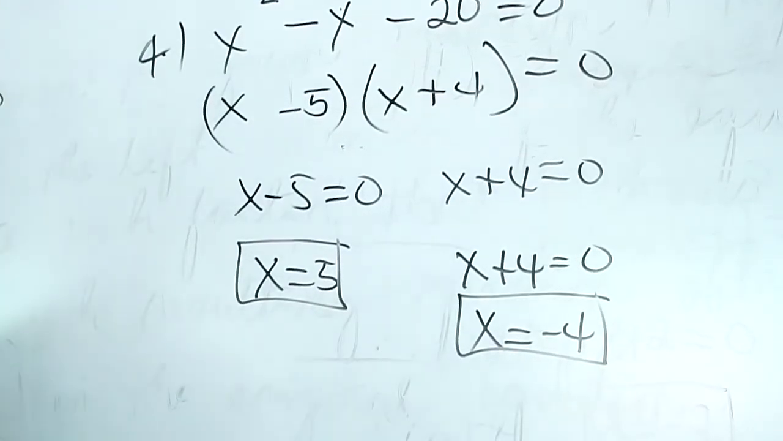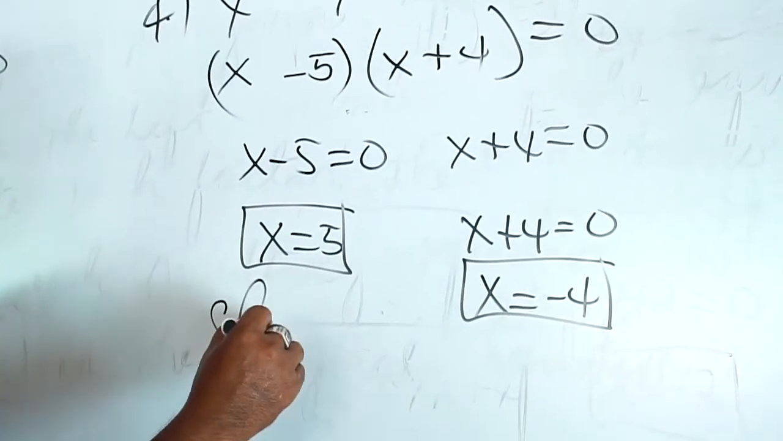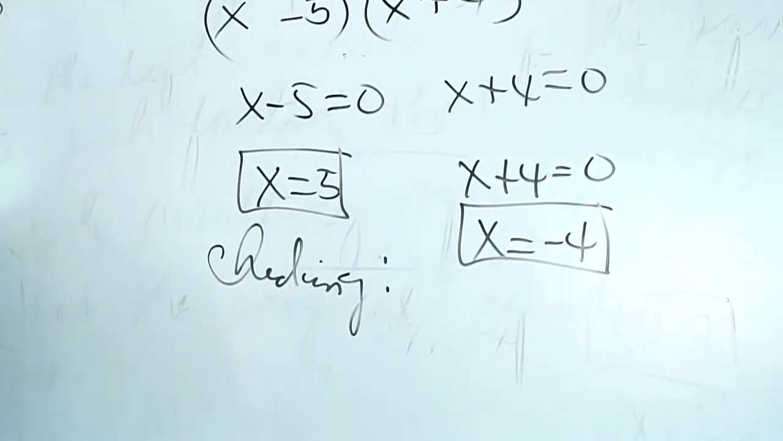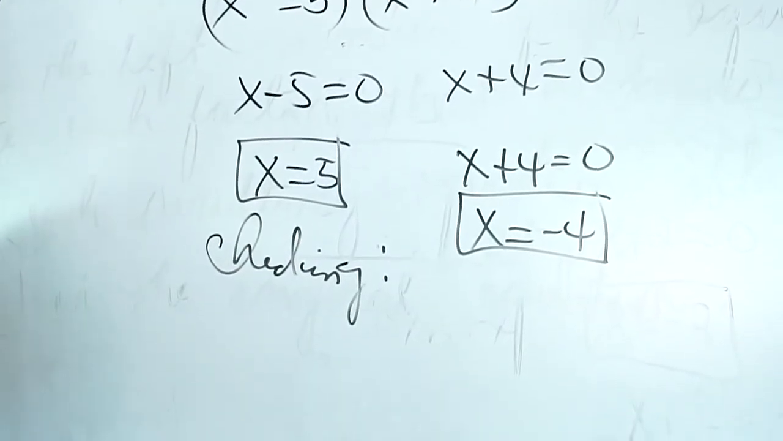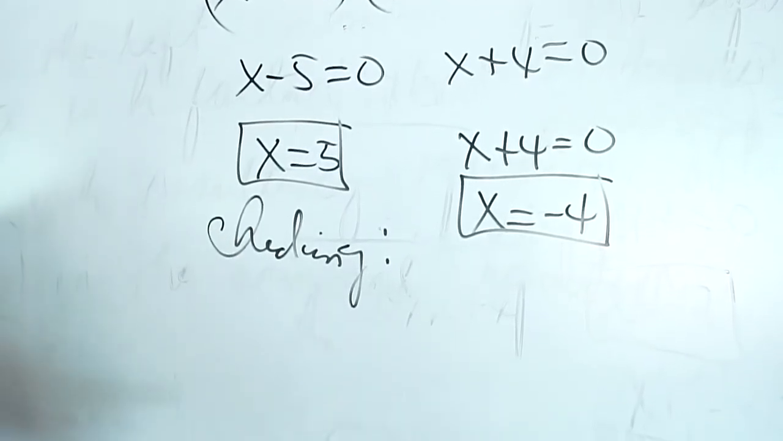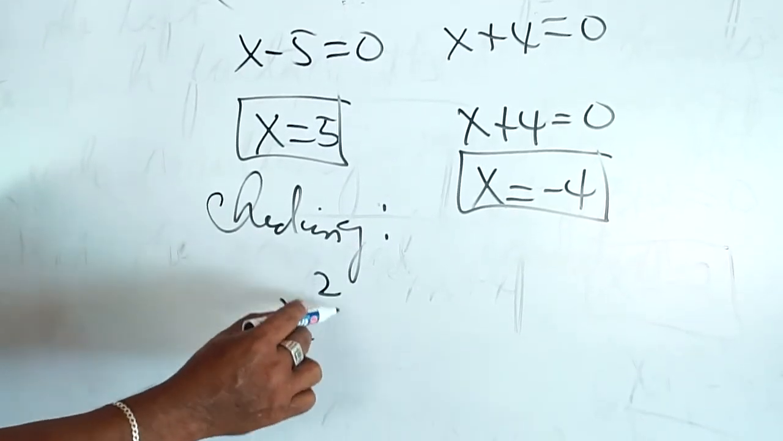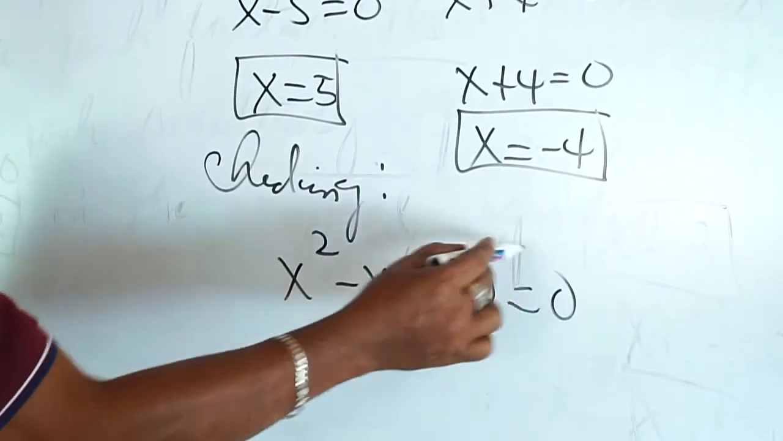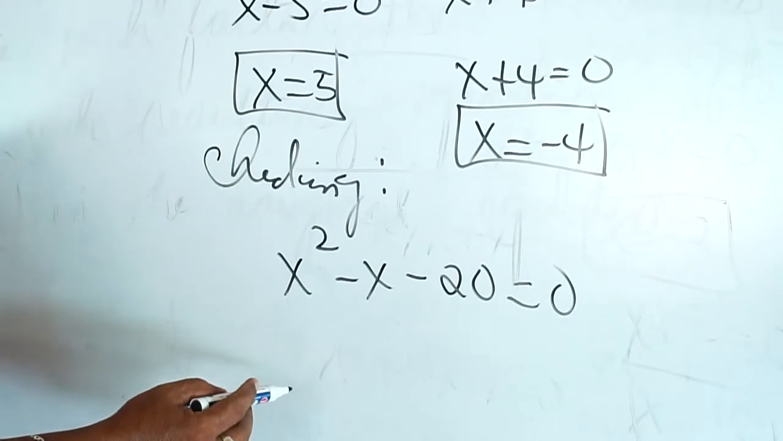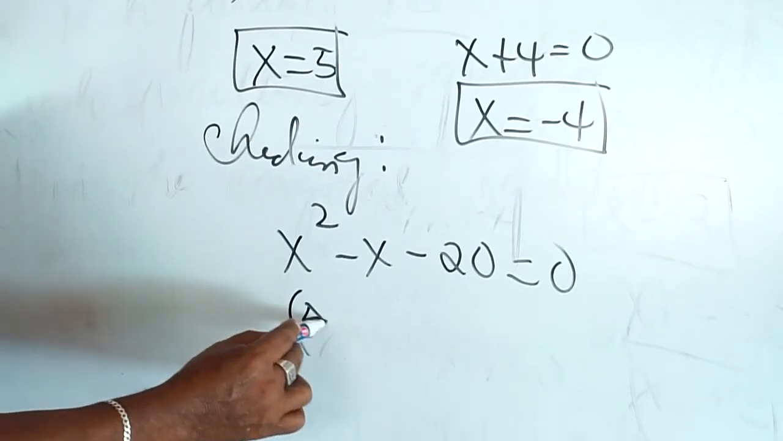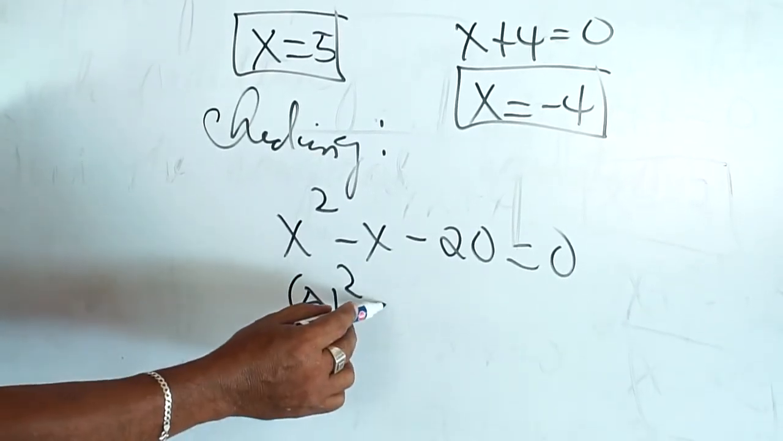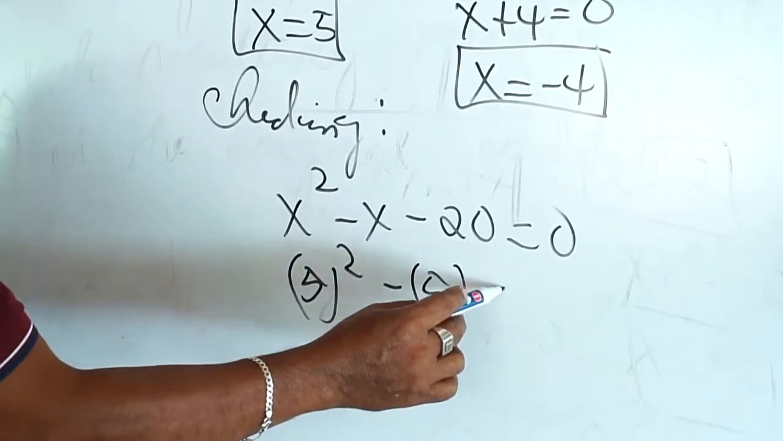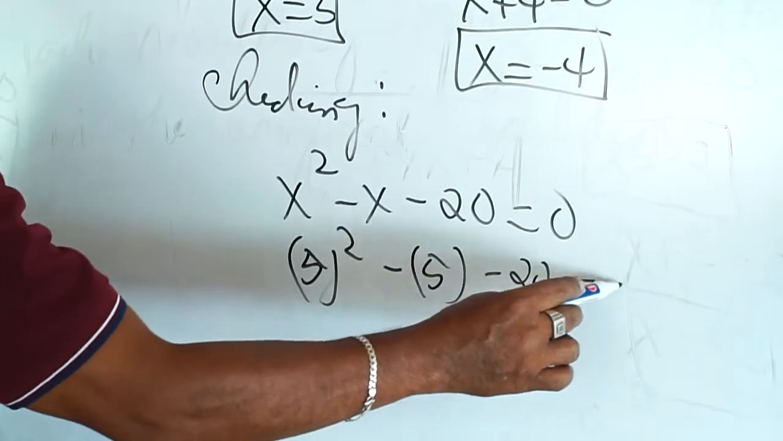Okay, checking. We use the first element. The value of x is 5. So x squared negative x, then negative 20 equals 0. The value of x is 5, then negative 5, and we have negative 20, then equals 0.